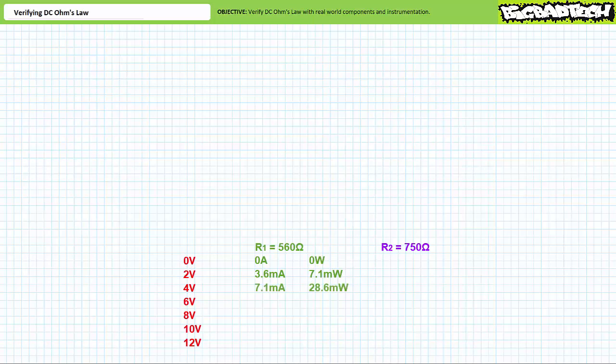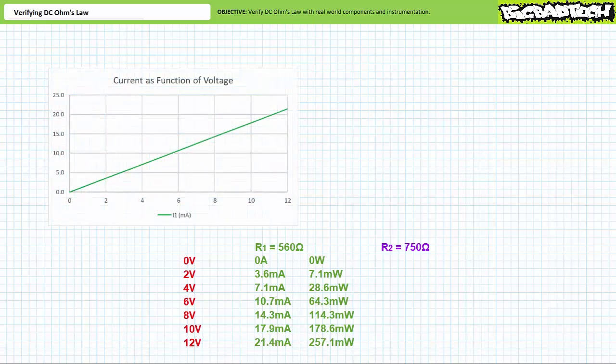If we step voltage up to 4 volts, an application of Ohm's law demonstrates we should expect 7.1 milliamperes of current and the resistor to dissipate 28.6 milliwatts of power. If we perform these same calculations in 2 volt increments, we should observe for every increase in voltage to result in a proportionate increase in current. In short, Ohm's law is a linear property, and when current as a function of voltage is plotted, the results speak for itself. Every increase in voltage results in a proportionate increase in current.